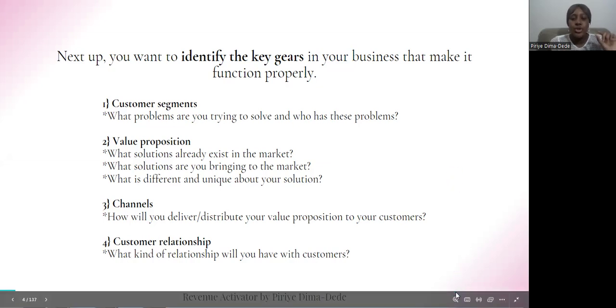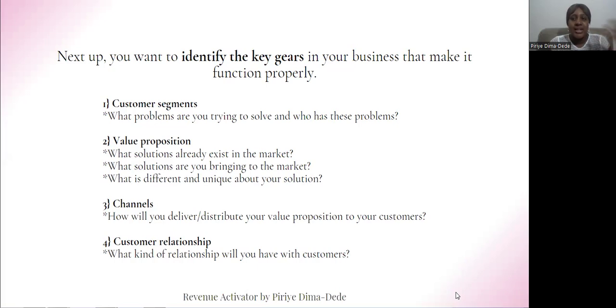So what solutions already exist in the market? Chances are very high that you have competitors and they're already offering products or services that serve the same needs and wants and desires that your business is trying to solve. So what solutions already exist in that market you're trying to become a player in, or that you're already in and you're trying to grow in, right? Next up, still on the value proposition, what solutions are you bringing to the market? This is where you talk about the value you're providing, right? Your value proposition. So what value are you bringing to the market?